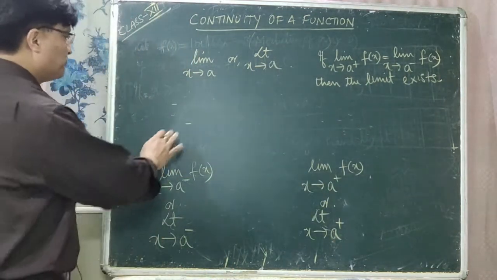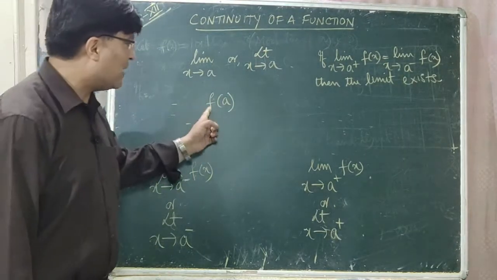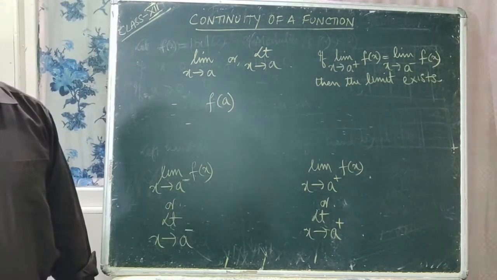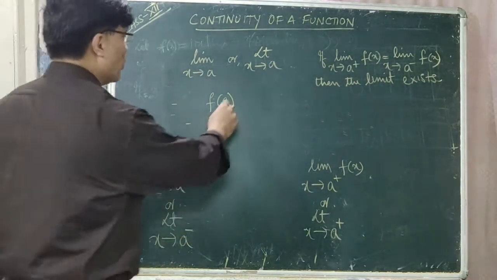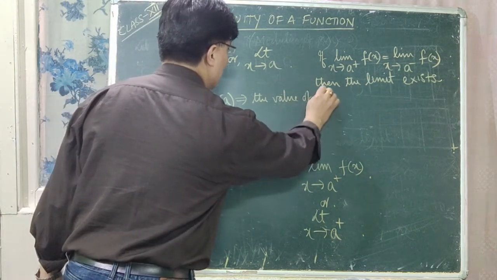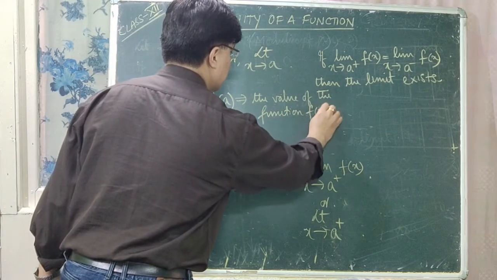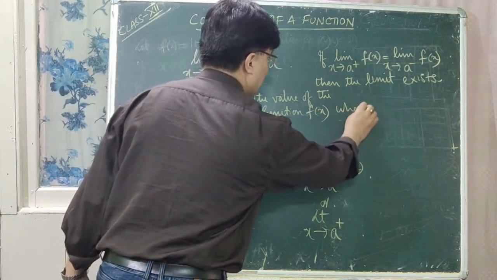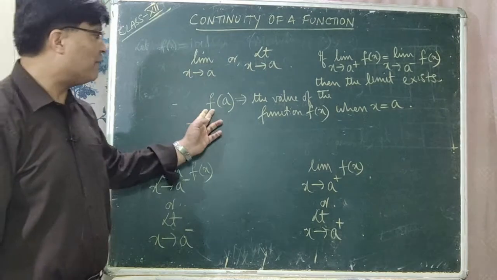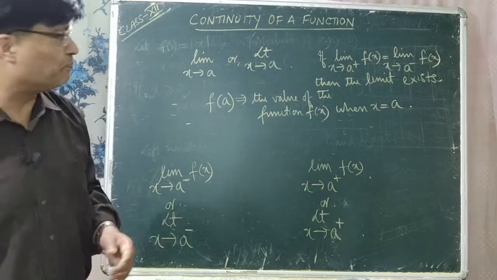Okay, now if you write f of a, what is meant by it? What do you mean by f of a? The value of the function f of x when x exactly equal to a. So what does it indicate? The value of the function f of x when x exactly equal to a. Okay, this f of a means the value of the function f of x when x exactly equal to a.